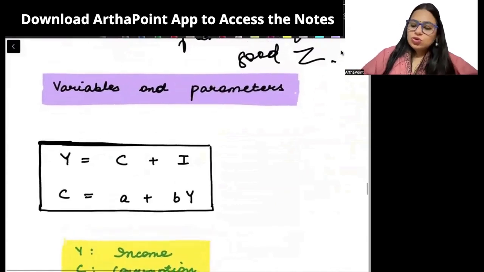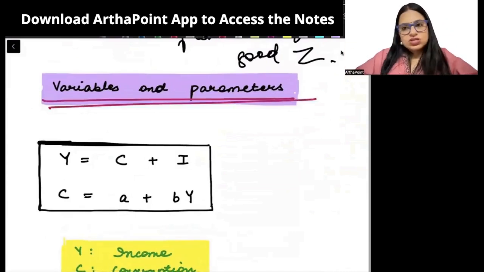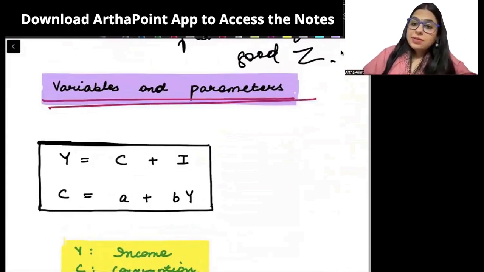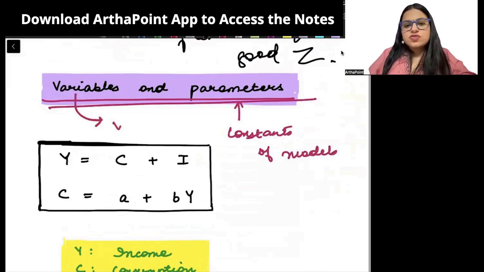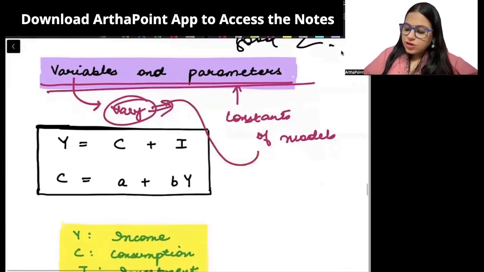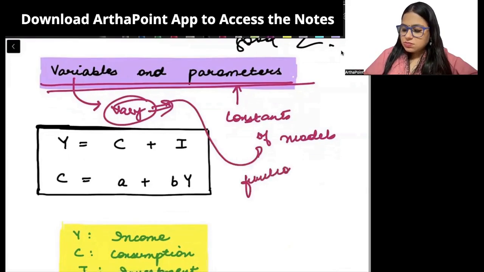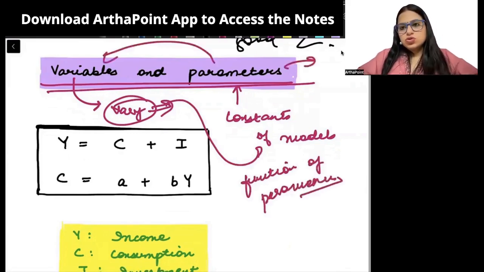Now let us go to the concept of variables and parameters. थोड़ा समझने की कोशिश करो. Parameters are constants of the model. And variables are those which vary in the model. जिनका value हम निकालते हैं, जो model to model change होते रहते हैं. Variables are a function of parameters. So if I will change parameter, तो variable will also change.